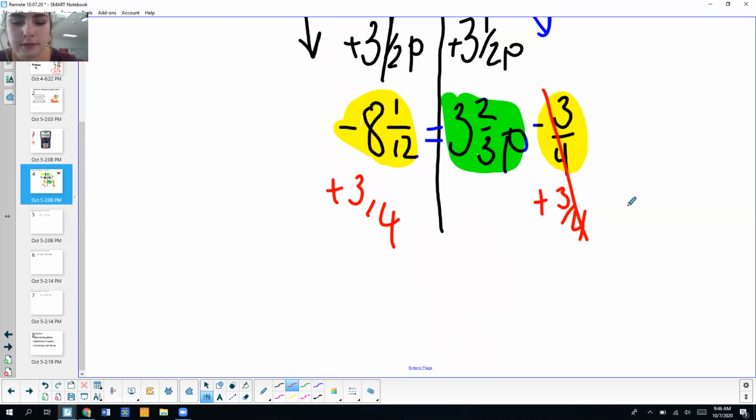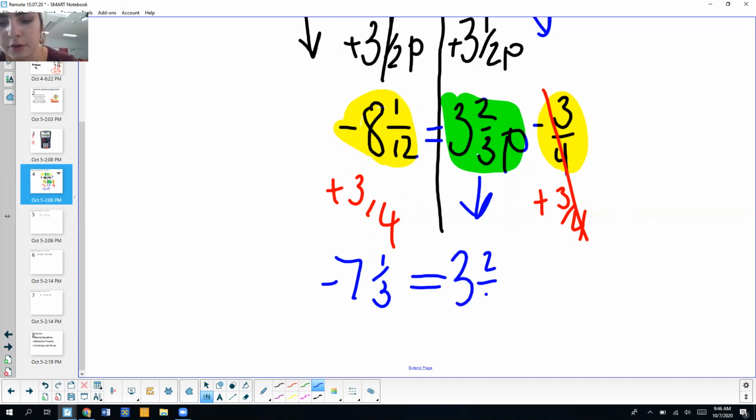That's going to give us negative 7 and 1/3 equals, I'm going to bring down my variable, 3 and 2/3 P.